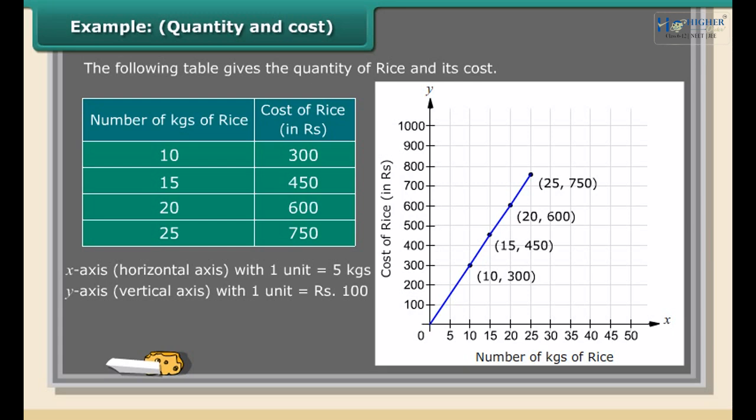Suppose we want to know the price of 17 kgs of rice. Locate 17 on the horizontal axis, then follow the vertical line through 17 till you meet the graph at P. From P, take a horizontal line to meet the vertical axis at 475. This point (17, 475) provides the answer. This is a graph of a situation in which two quantities are in direct variation. The graph will always be linear.